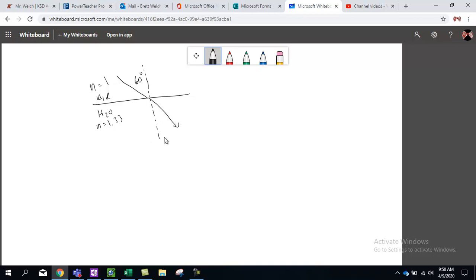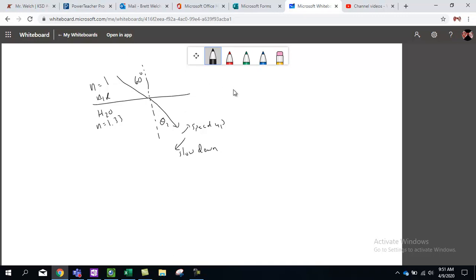Now, one of the things that you need to understand is that if light is speeding up, so this way is speed up, you're going to get a bigger theta here. That theta would start to slide down towards 90 degrees, and that would mean that it's speeding up. If it's going this way, it's slowing down. Now what you have to remember is that the lower the n value, the faster the material. So we're going from a low n value of 1 to a higher n value of 1.33. That means the speed of light is slowing down. So we should expect this theta 2 to be less than 60 degrees.